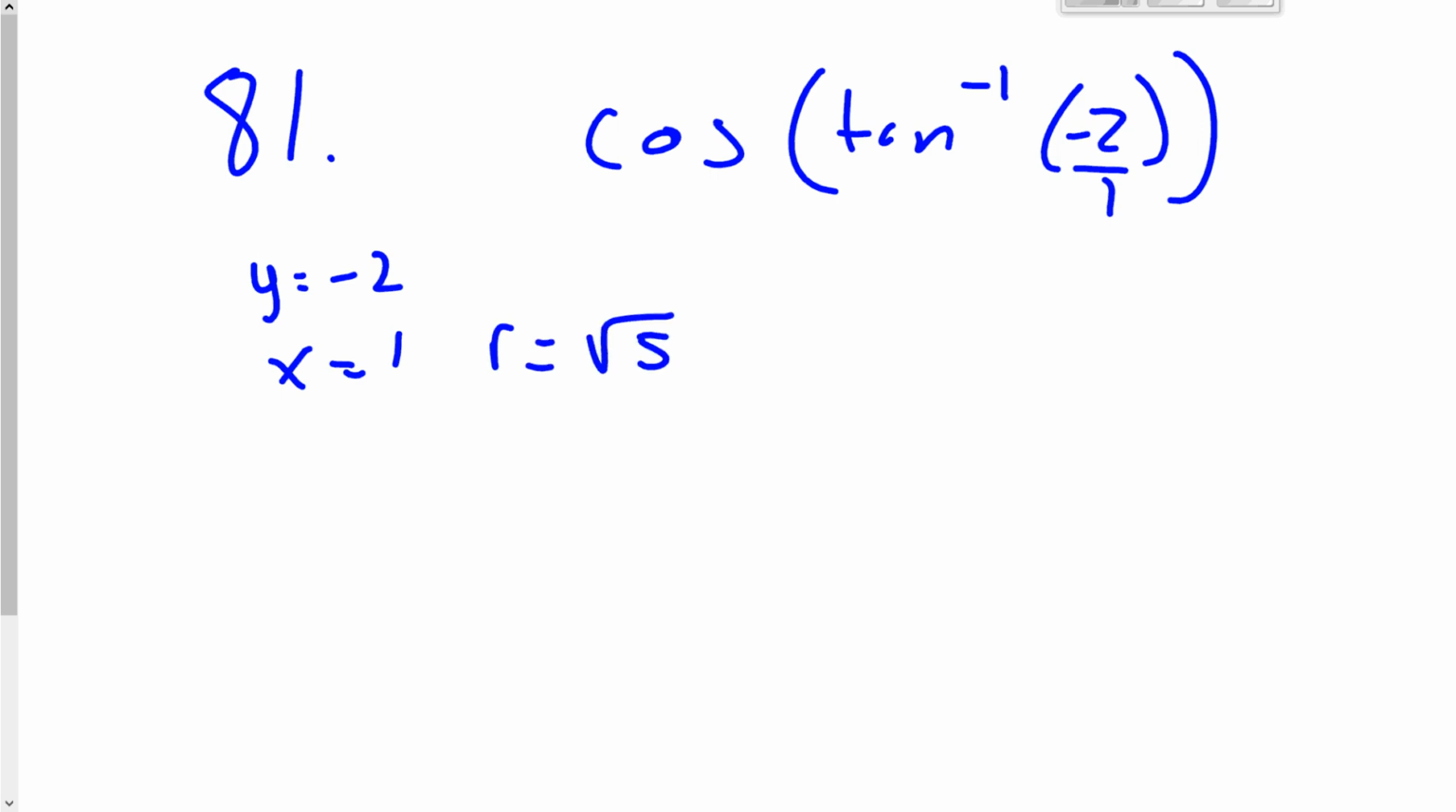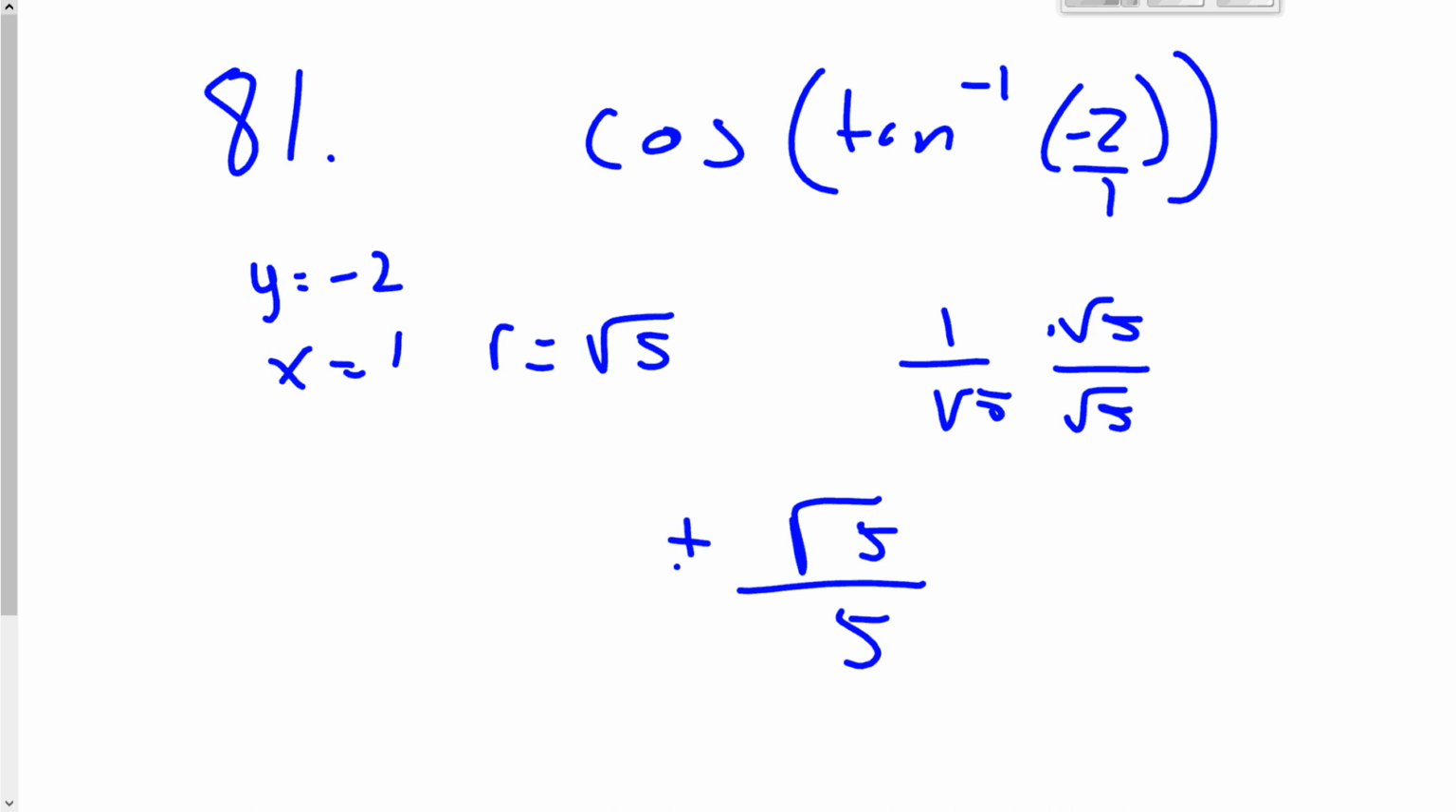And then we're going to find cosine. Cosine is x over r, so that's 1 over root 5. Rationalizing, that's root 5 over root 5, so we get root 5 over 5, and then plus or minus because we don't know what quadrant we're in.